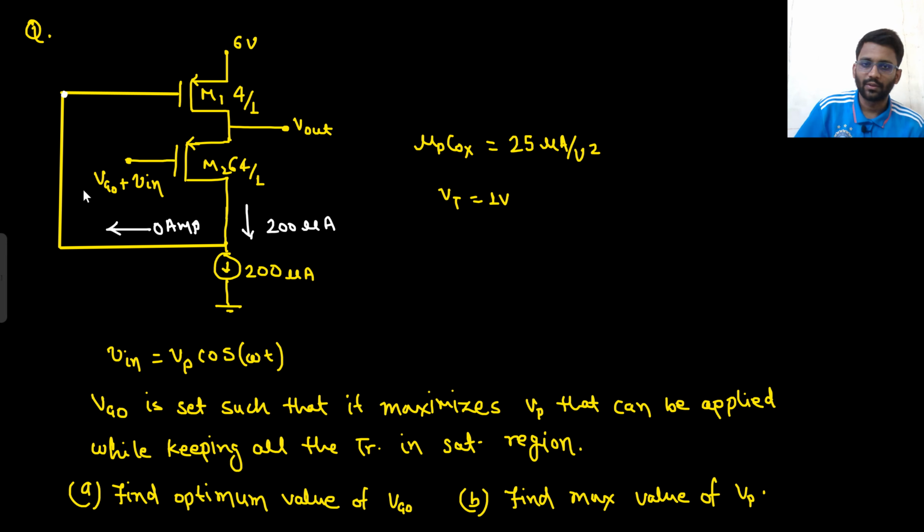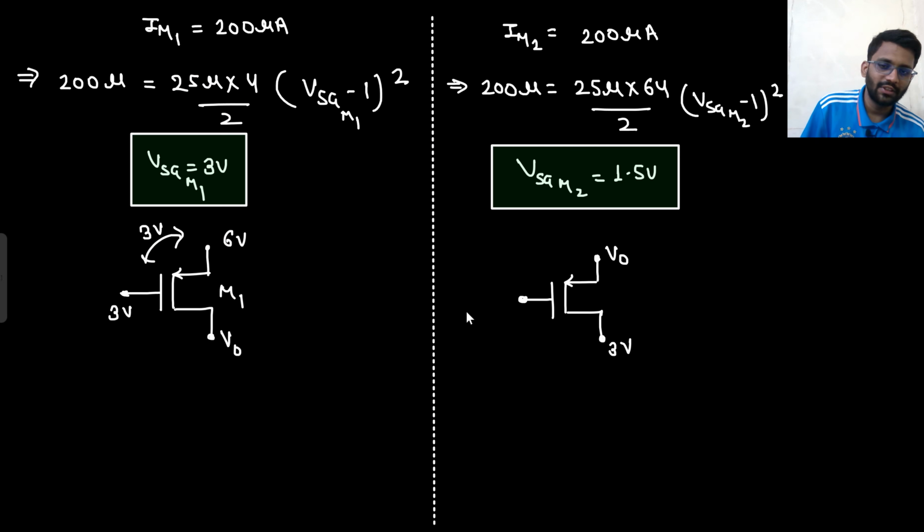And this node is connected to VG node plus V in. So I am writing VG node plus V in as capital V in. This is our capital V in. So it has both DC and AC signal. This V node also has both DC and AC signal.